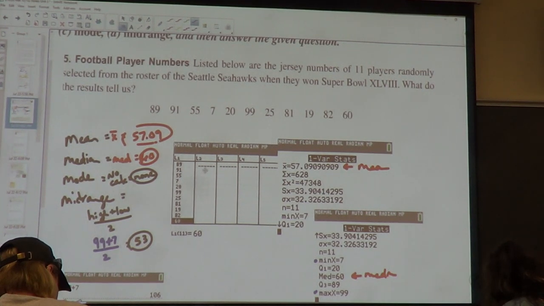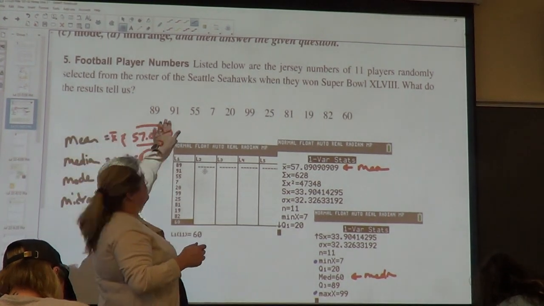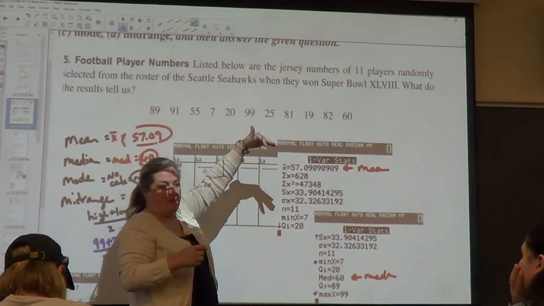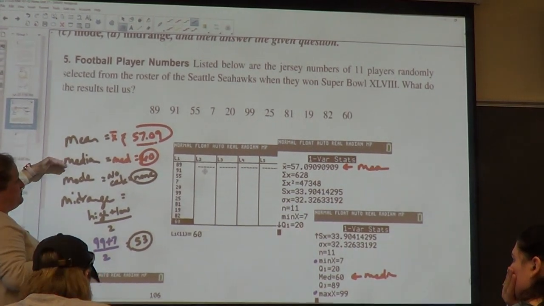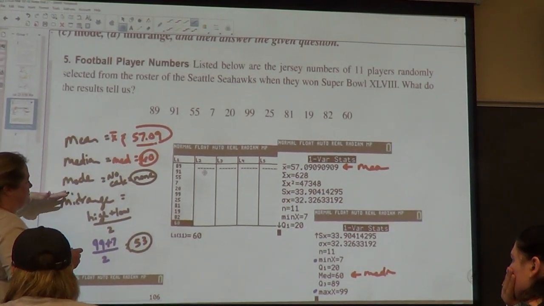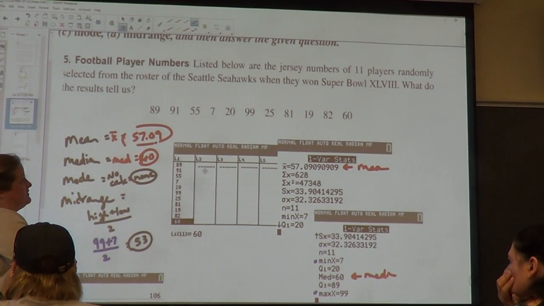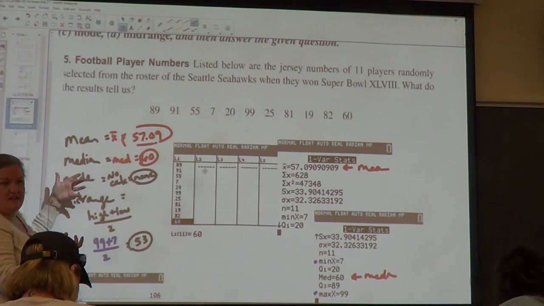Now, it says, what do those results tell us? So, what we're typing in is jersey numbers. Jersey number 89, jersey number 91, jersey number 55, blah, blah, blah. So we found the average jersey number, the median jersey number, the mode jersey number, and the mid-range jersey number. Mathematically, does that tell us anything?